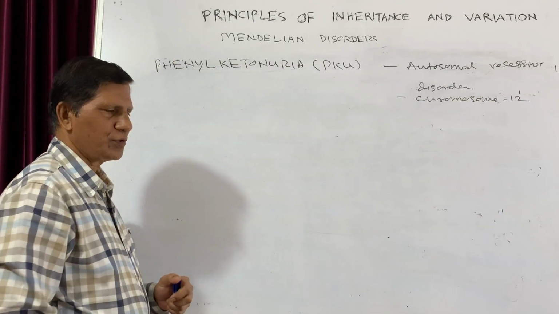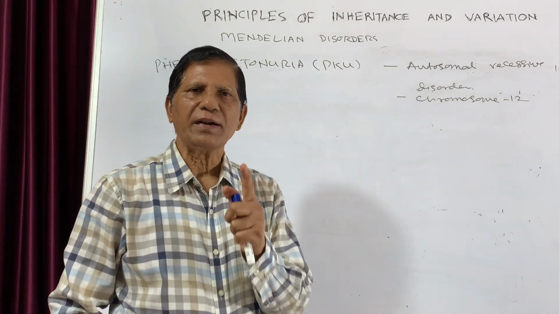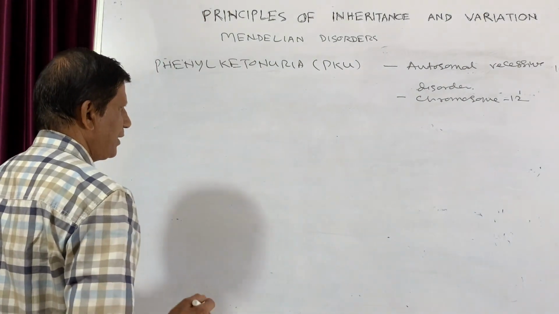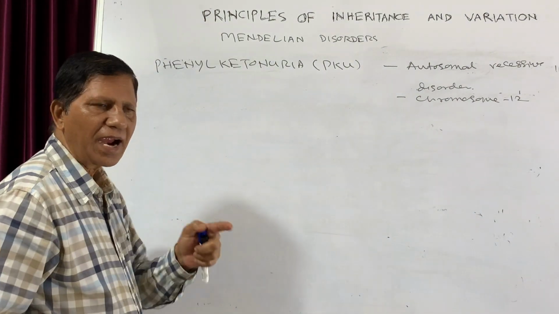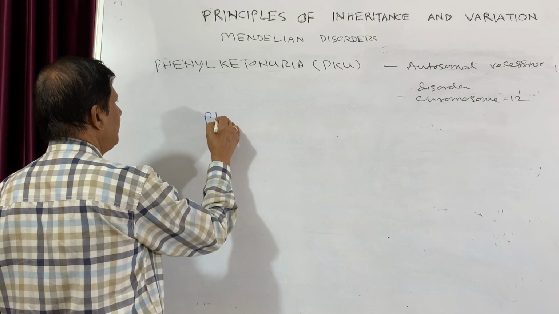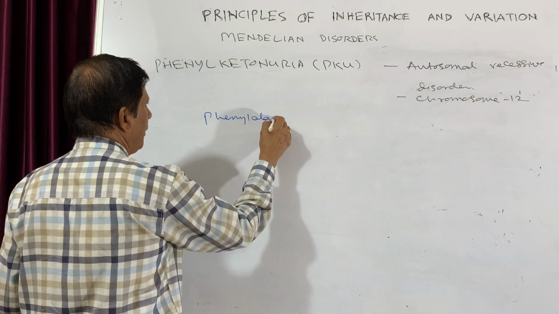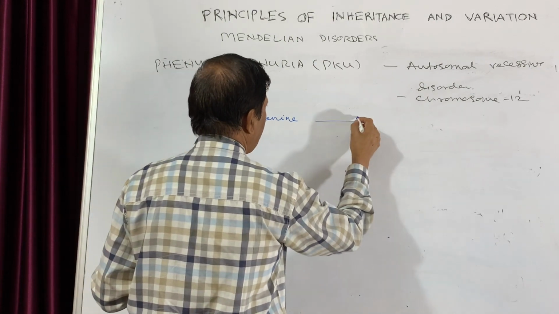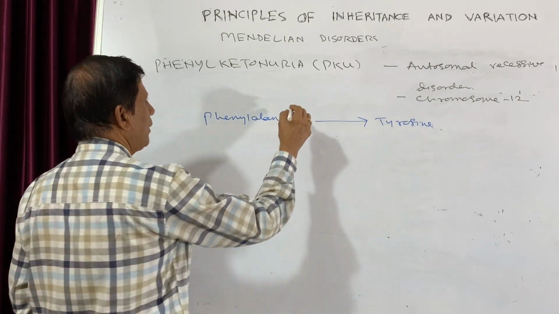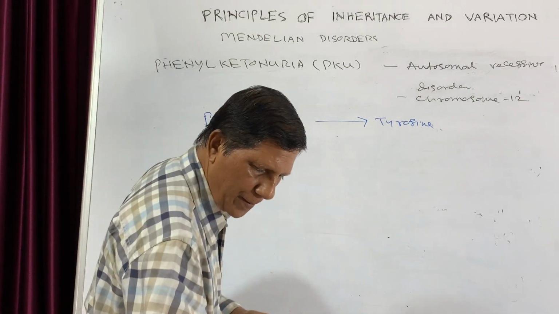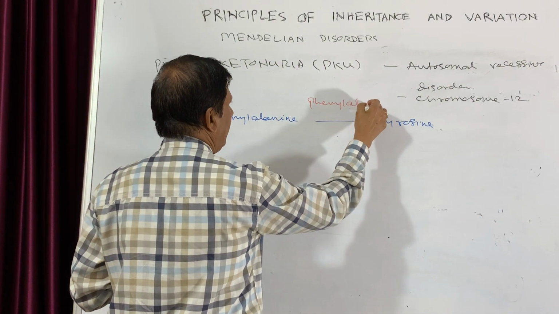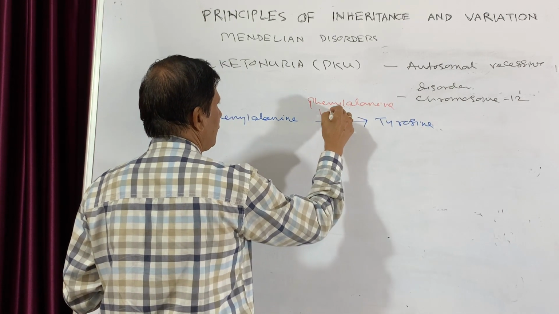In this case, what happens? The defect lies due to non-synthesis of a particular enzyme, and that enzyme is phenylalanine hydroxylase. Usually what happens, the phenylalanine is converted to tyrosine, and for this conversion it requires the enzyme. The enzyme is phenylalanine hydroxylase.